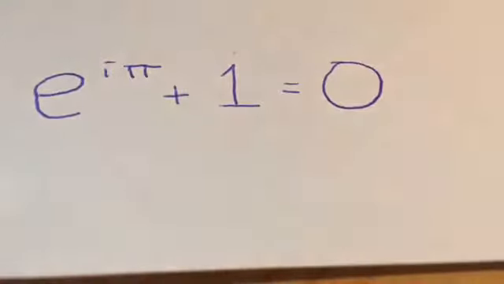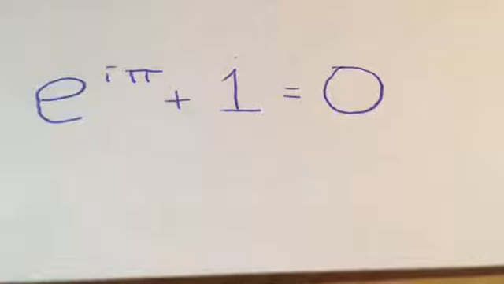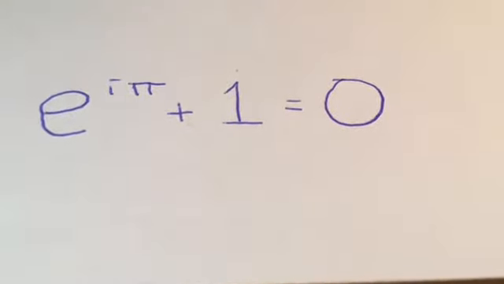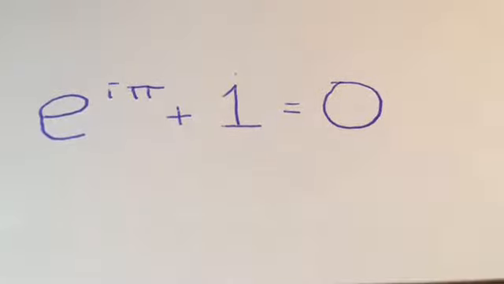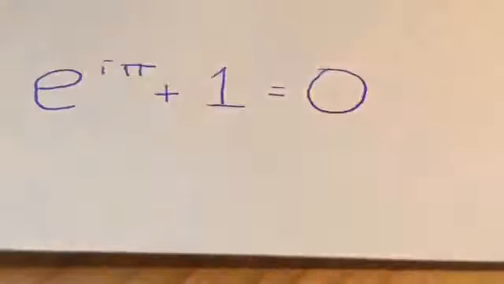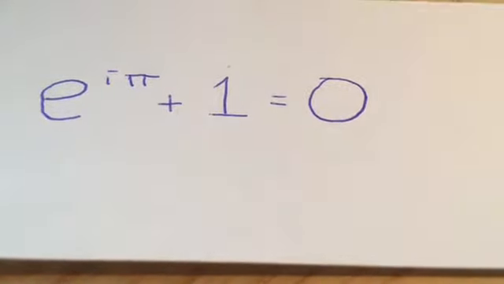e, the base of natural logarithms which occurs widely in mathematical analysis. For example, e equals 2.718 and so on. And finally, i, the imaginary unit of the complex numbers.